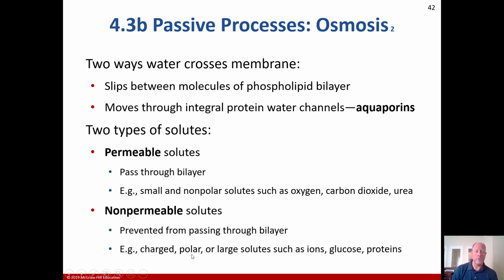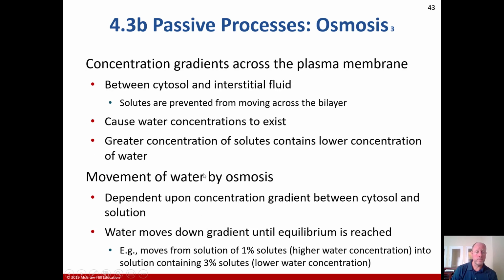They're charged, or polar, or larger, like glucose and proteins. So it's not just whether they're larger, to be clear. Polar or charged will play a role. Small non-polar solutes are going to have no problem getting through that layer, but the polar heads are going to have an issue with solutes that are larger and or charged.